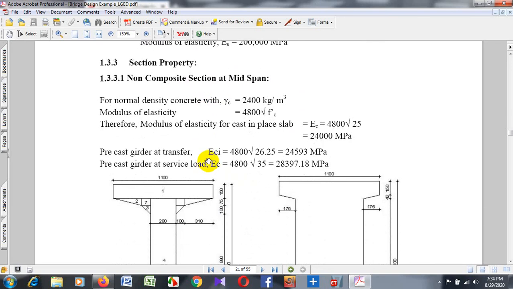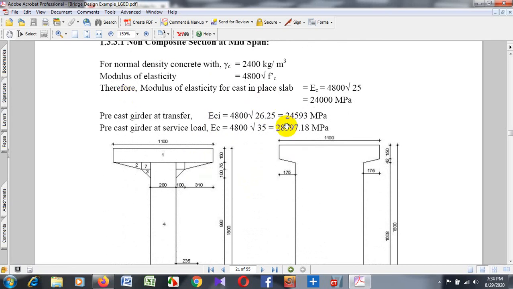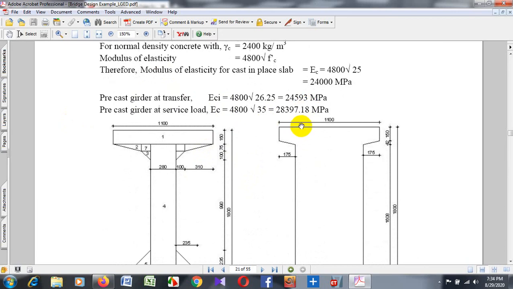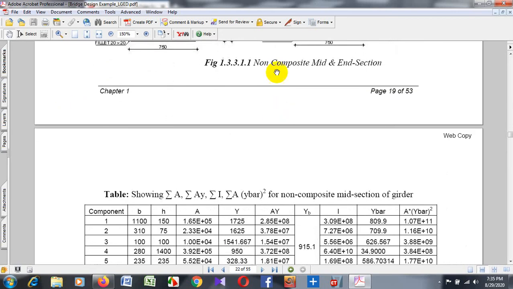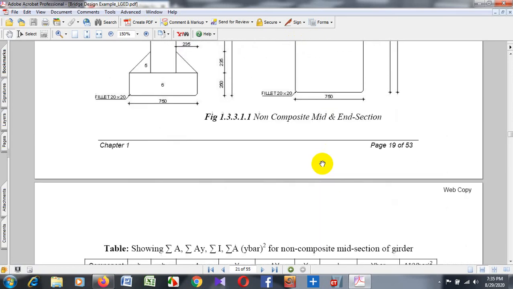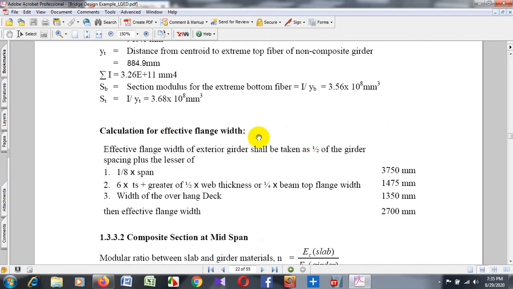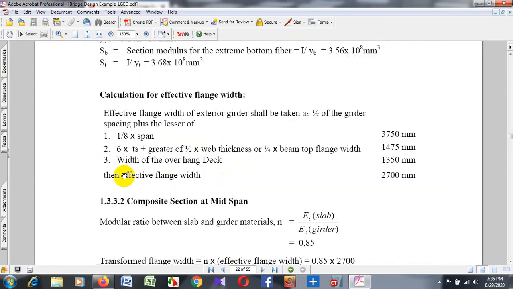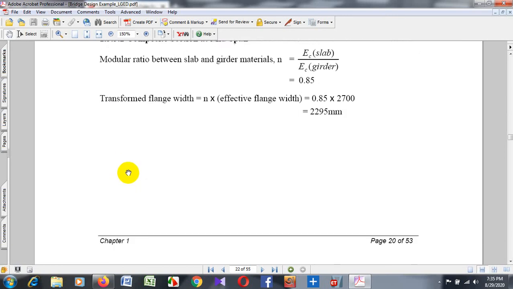Section property. Non-composite section at mid-span. Normal density concrete. Modulus of elasticity. Modulus of elasticity for cast in place slab. Girder at transfer, girder at service load. Non-composite mid and end sections. Calculation for effective flange width. Effective flange width of exterior girder shall be taken as half of the girder spacing plus the lesser of, composite section at its mid-span.